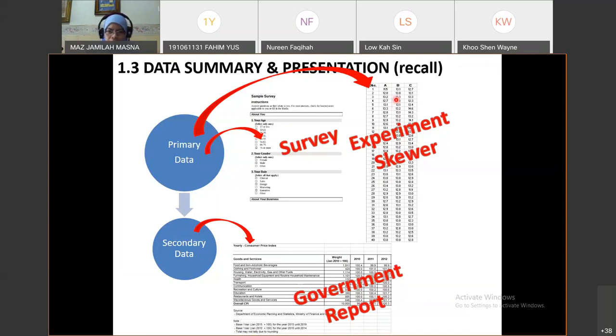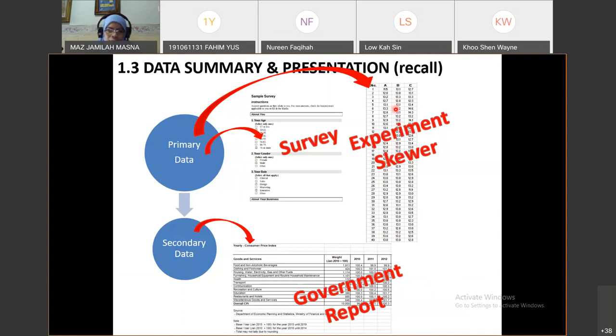Let's say every single observation in your data is 13. Group A obtained all 40 observations, all 13. The same goes for group B, 13. Perfect 13 cm skewers, then there will be no variability in your data set. Then you don't have to discuss anything about it because you have a perfect operation. Everything is okay.